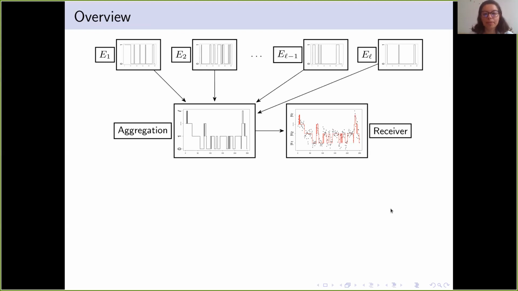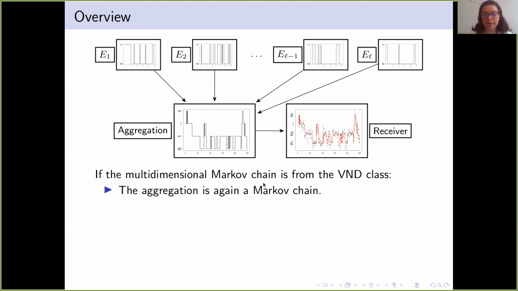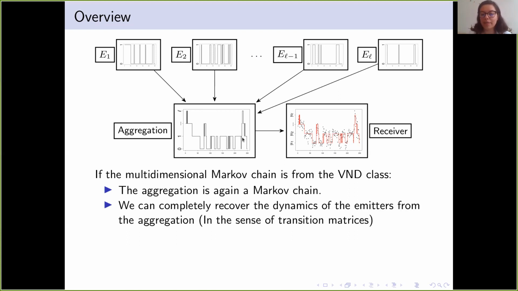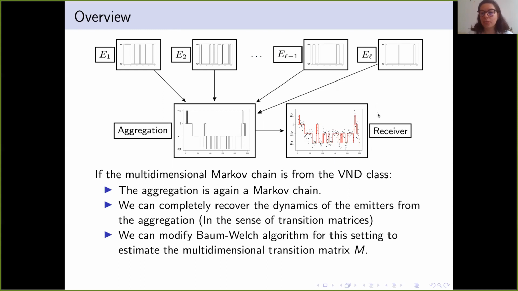So to give you an overview, we have this initial picture, and we wanted to go a little bit back. First, if the multidimensional Markov chain is from the VND class, then the aggregation is again a Markov chain. We can completely recover the dynamics of these emitters in the sense of the multidimensional matrix M. From the matrix of the aggregation, we will never be able to recover exactly which emitter was in 0 and 1. But we can modify Van Veelt's algorithm for this setting to estimate the multidimensional transition matrix M.